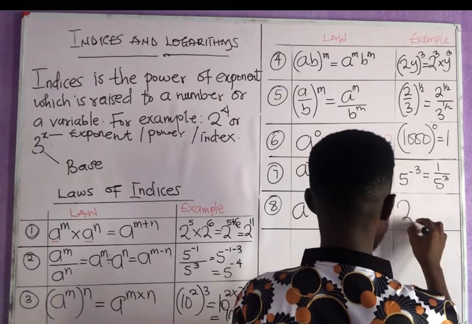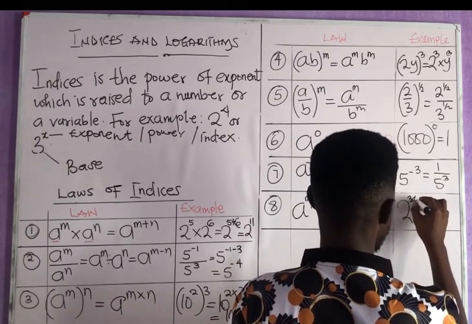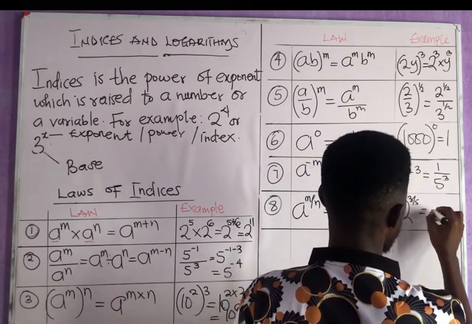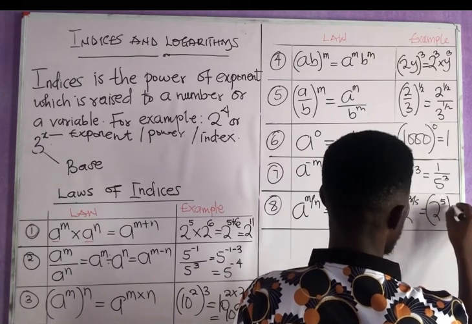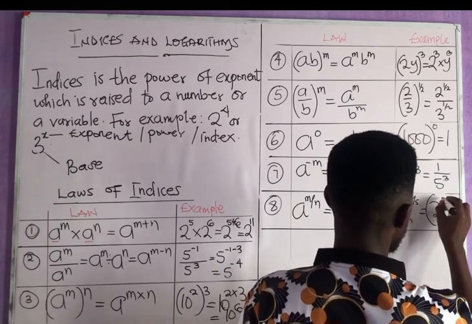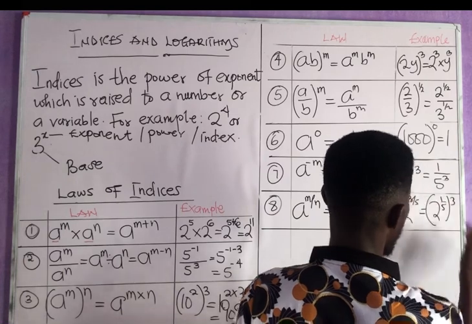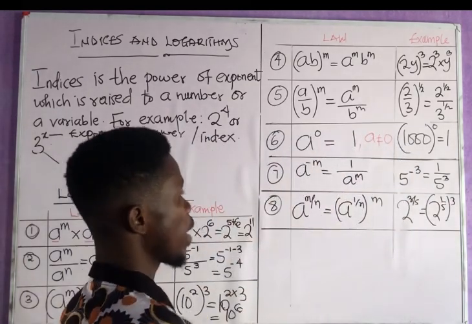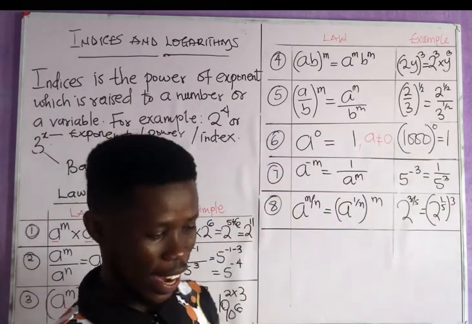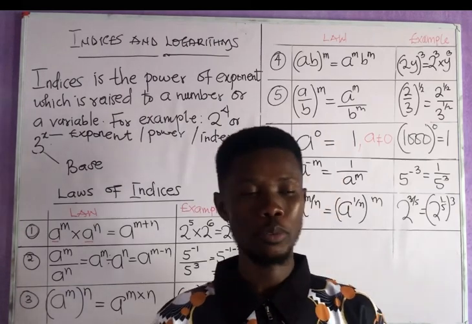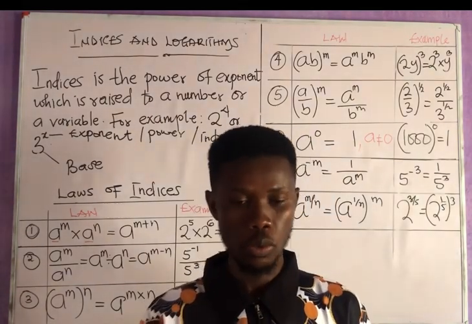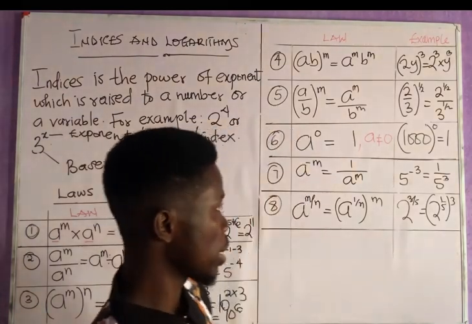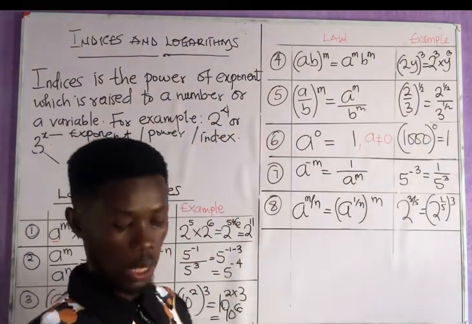If I have 2 to the power, let's say, 3 over 5, I can write it as 2 to the power 1 over 5 times 3, like this. And these are the laws of indices that you have to know and be used to. Have them at your fingertips, so that when you see a question, you can easily apply them.